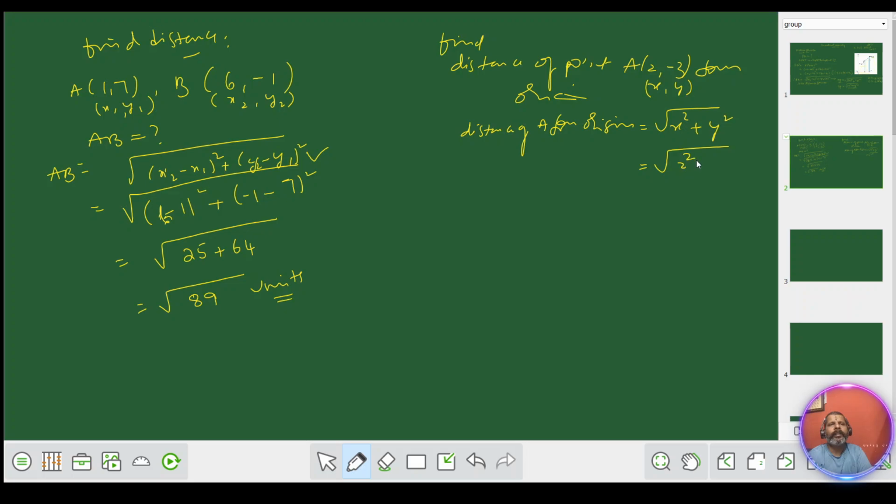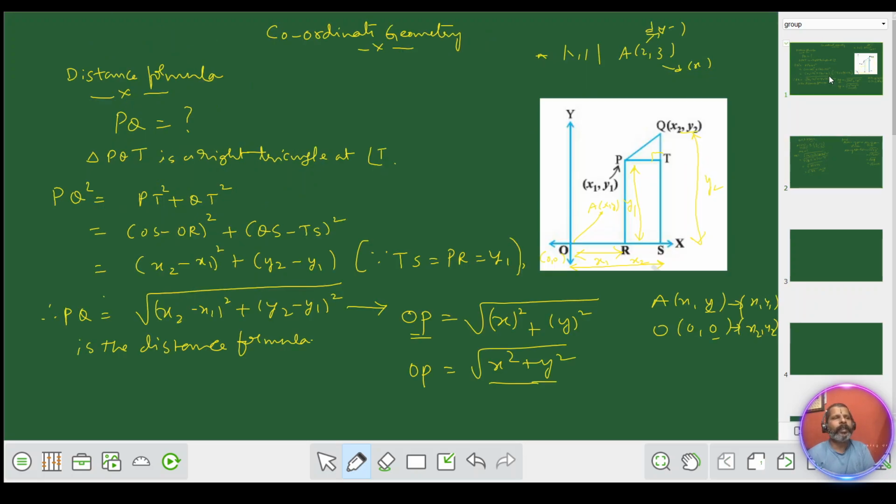Substitute it. X is 2, square; y is minus 3, that whole square. 2 square is 4, minus 3 whole square is plus 9 only. So the square root of 13 units. Okay, so I'll just recap what we learned today.